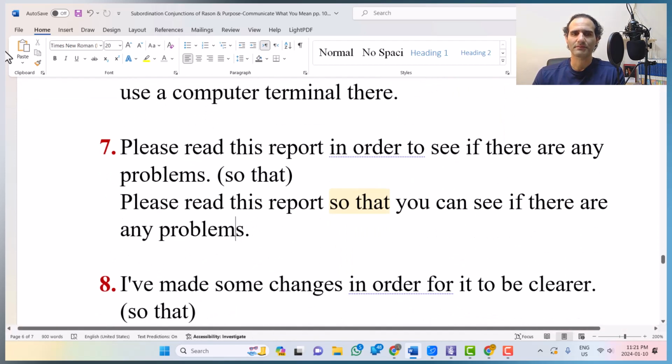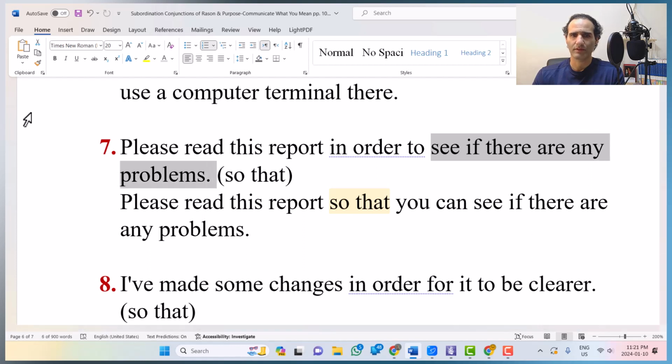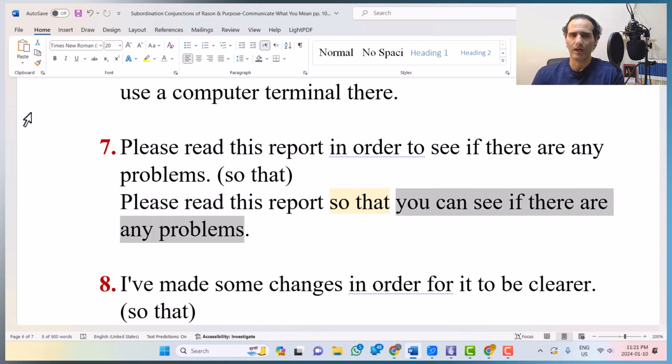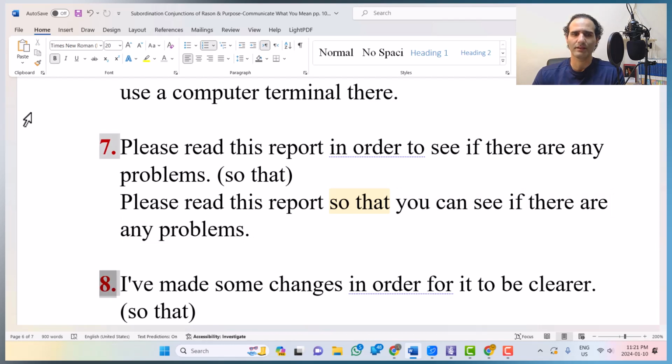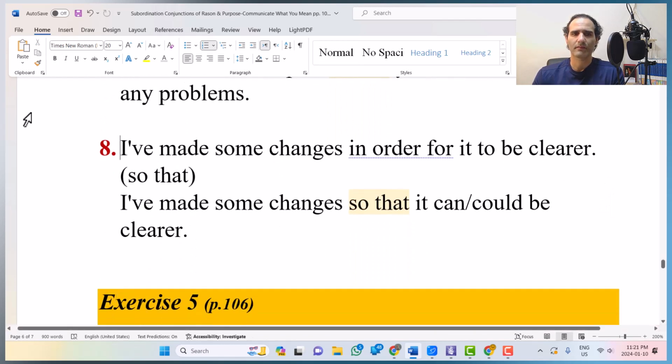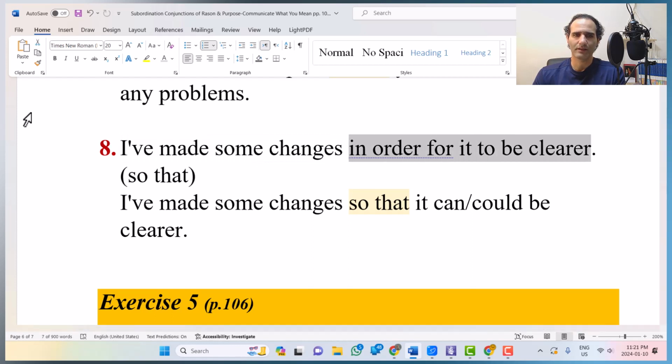Number 7. Please read this report in order to see if there are any problems. So that. Please read this report so that you can see if there are any problems. Okay, independent clause, clear. Number 8. I've made some changes in order for it to be clearer. So that. I've made some changes so that it can be clearer, or it could be clearer.